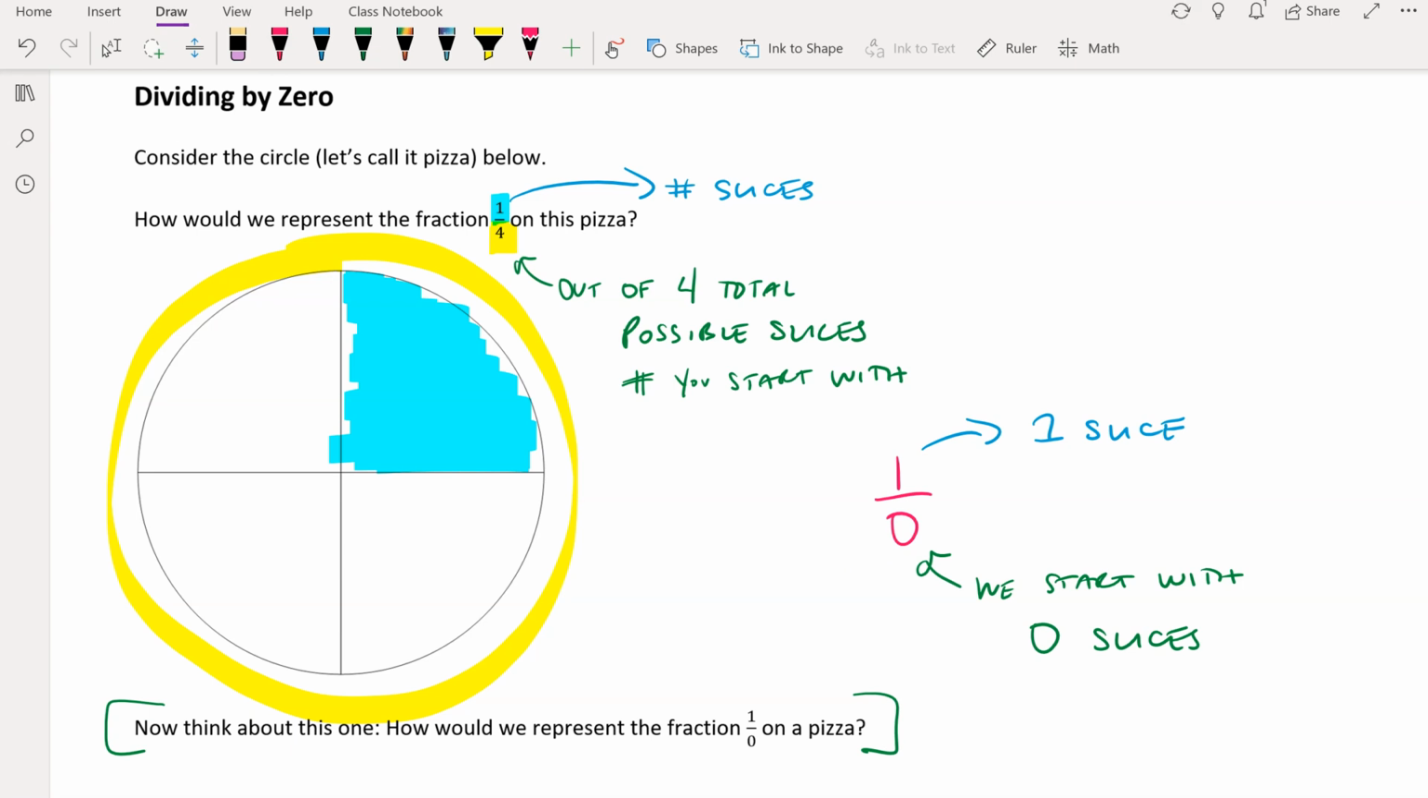So I want you to write this down. And this is like the important key takeaway. We are never allowed to divide by 0 in math.